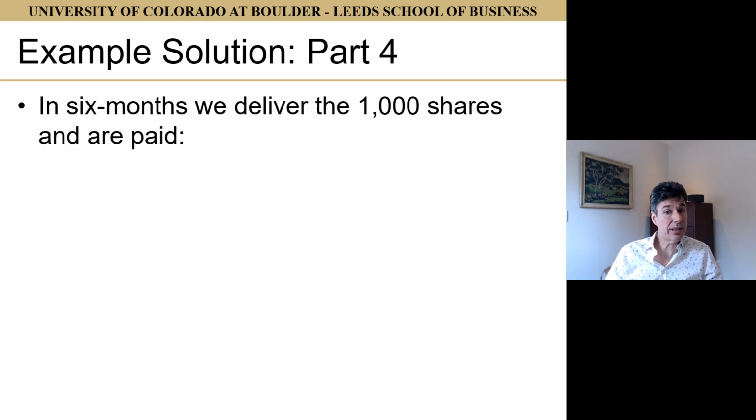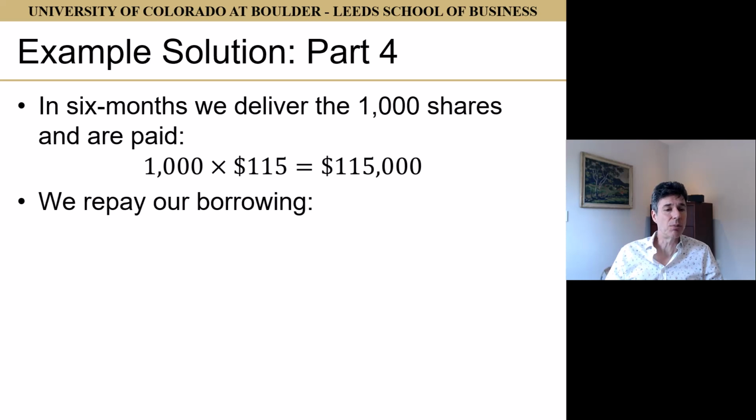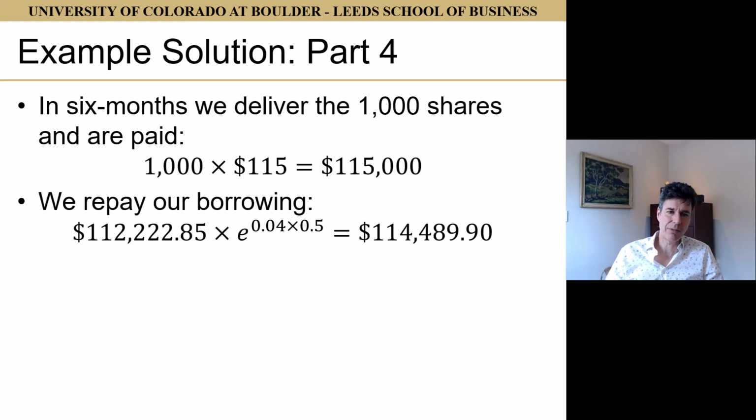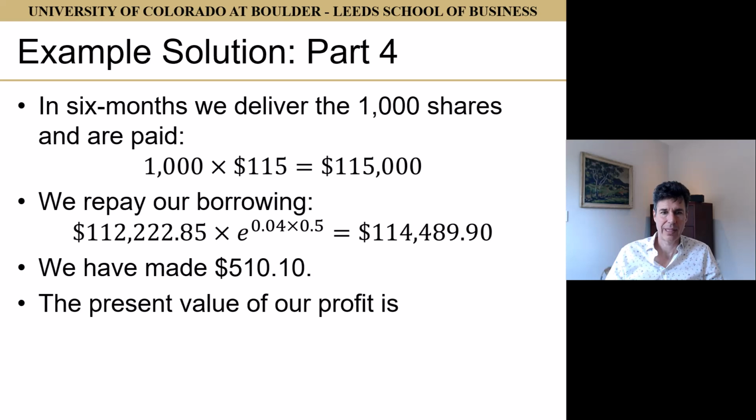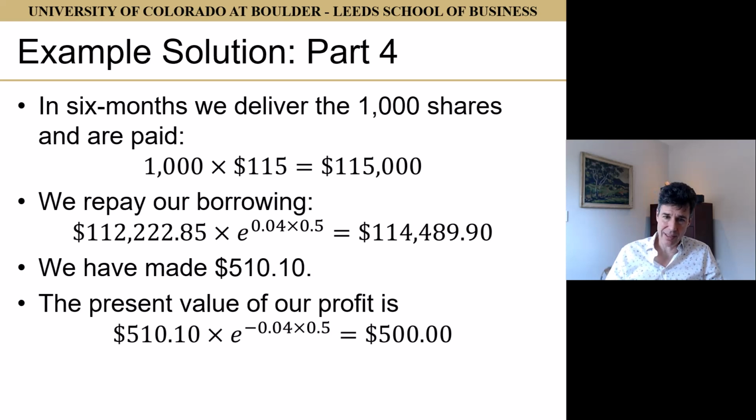In 6 months, we deliver the 1,000 shares that we owned, and we're paid $115 per share, or $115,000. We repay our borrowing, $112,222.85, e to the RT, which is $114,489.90. We've just made $510.10. The present value of our profits is $500, which is what we wanted to make up front.